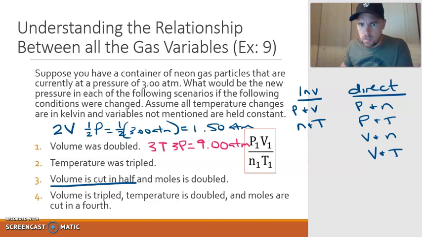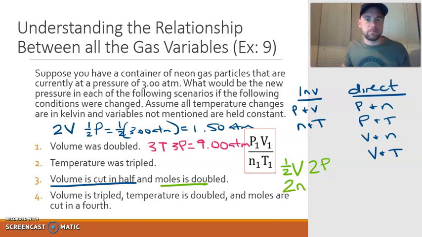All right. So if volume was cut in half, what would that do to the pressure? Well, volume and pressure are inversely related. So if volume is cut in half, pressure would double. Right? Now, let's focus on just the moles part. We did the volume, now let's do the moles. Moles is double, so 2N. What's the relationship between moles and pressure? Moles and pressure are direct. So if moles is doubled, so is pressure.